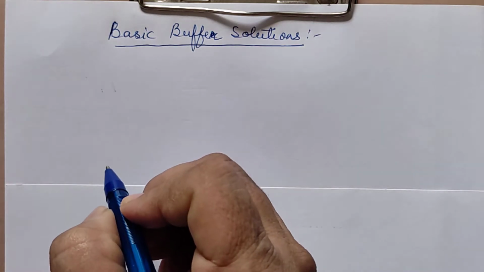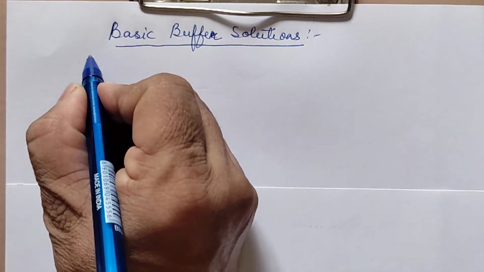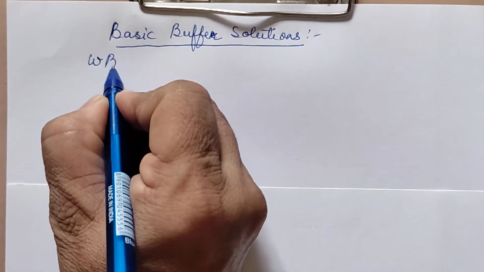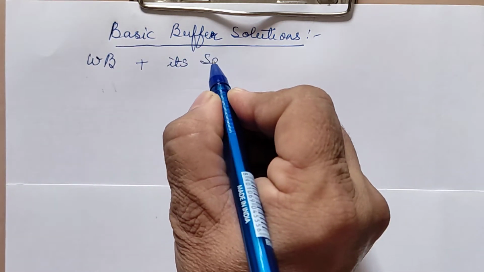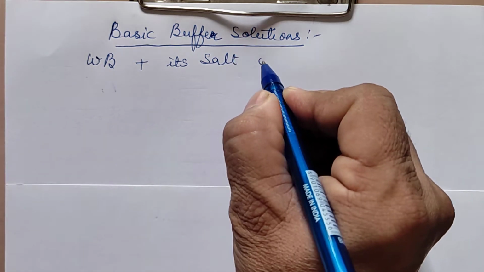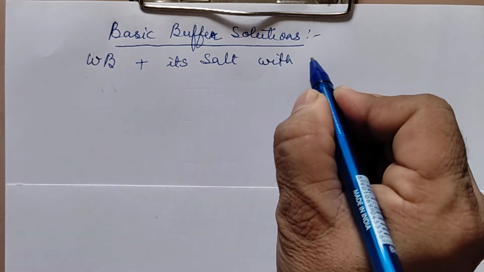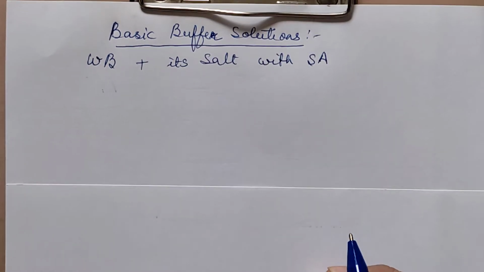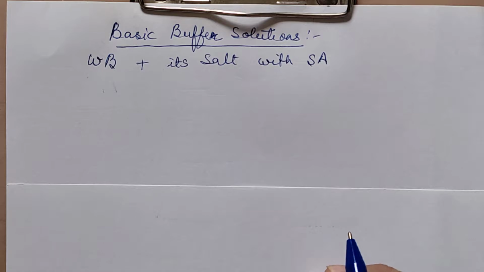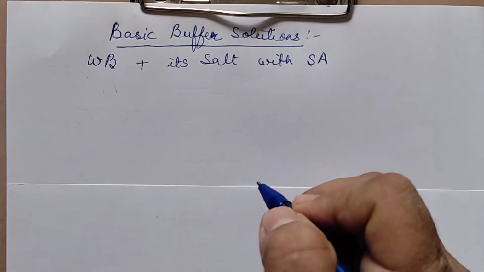So what are basic buffer solutions? These are combinations of a weak base and its salt with a strong acid. Like in the acidic buffer solution, where acidic buffer means weak acid, here in a basic buffer the base is weak, and its combination with the strong acid we have to take.